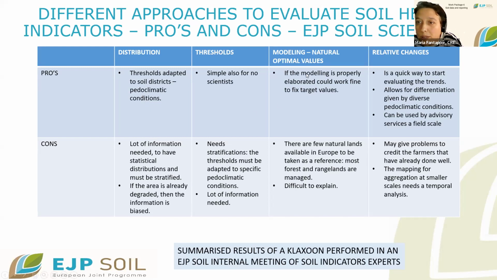And for the modeling approach, the problem is that there are few natural lands available in Europe. So it may be difficult to define these top values, but maybe other kinds of modeling could be adopted. So what we think is that some work is needed to test the application of different approaches with national data and to find the best solution. And maybe there will not be one solution for every indicator. We were also proposing to use a relative change approach, especially for field scale. Maybe this will not be so feasible at an aggregation level, because this needs temporal analysis. But we propose this for the field scale.